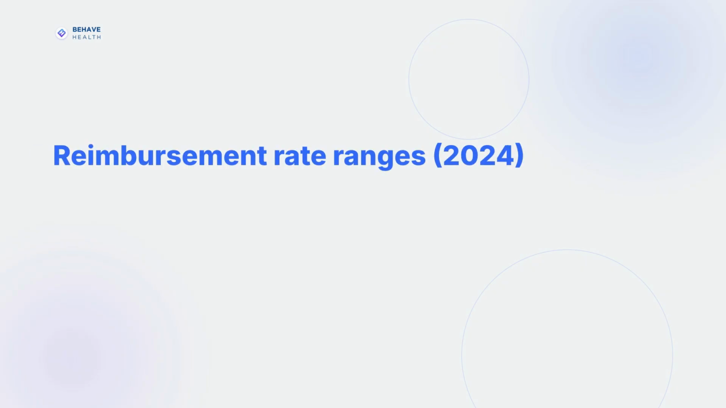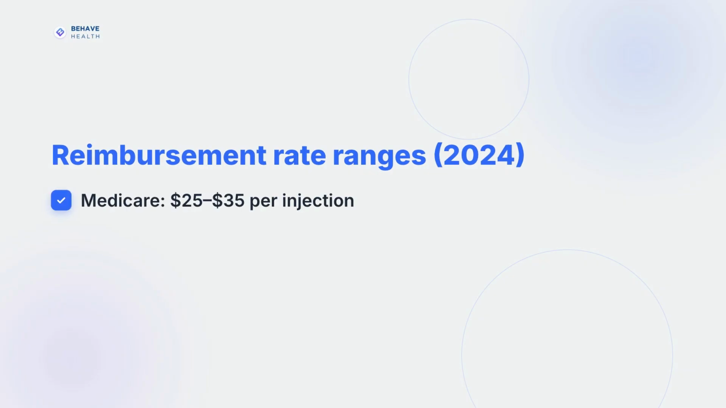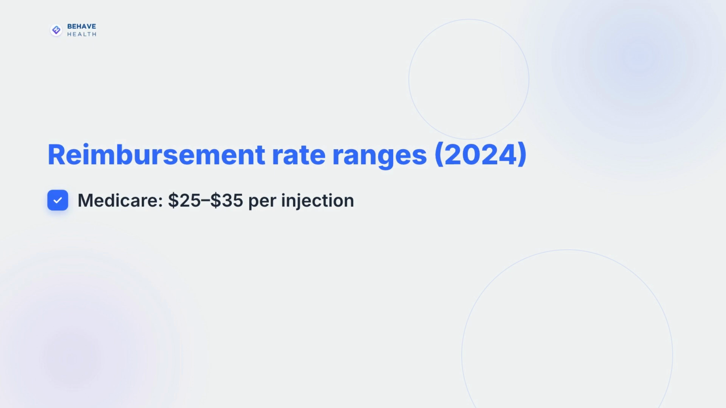Rates vary by payer, geography, and contract. Verify current rates before relying on them. Medicare typically reimburses $25 to $35 per injection, depending on geography. Verify via the CMS physician fee schedule.